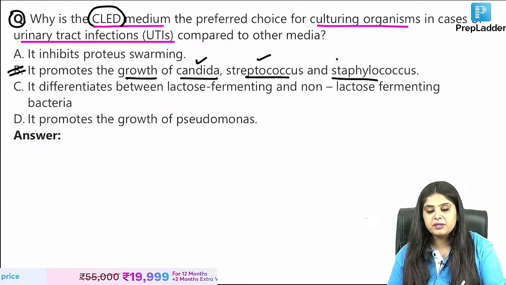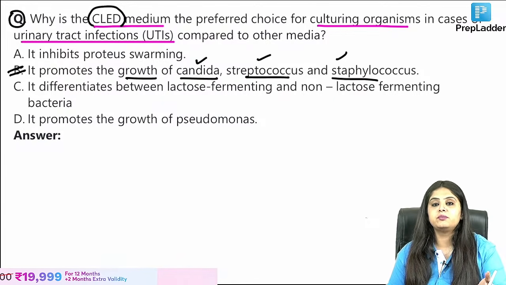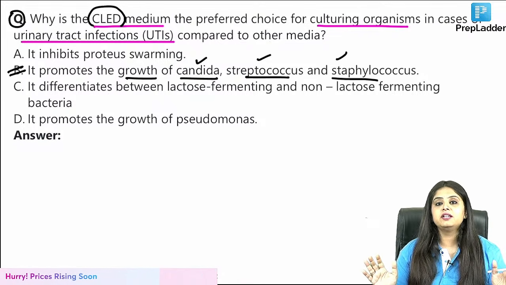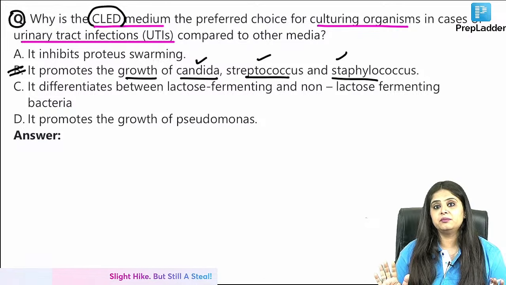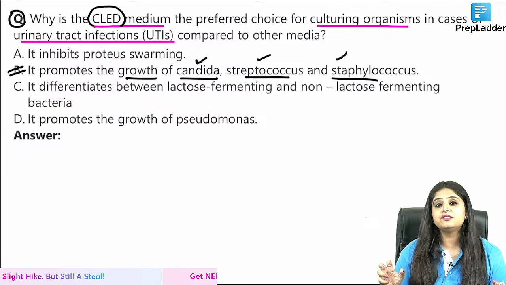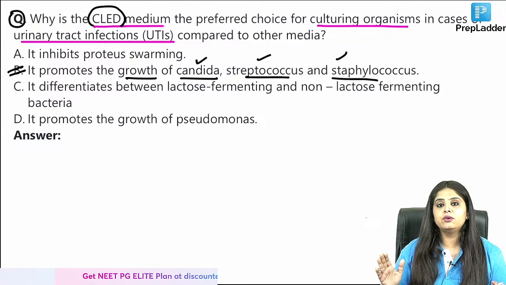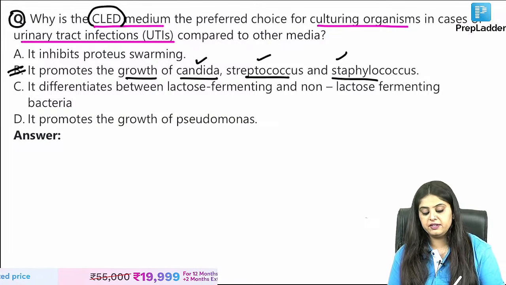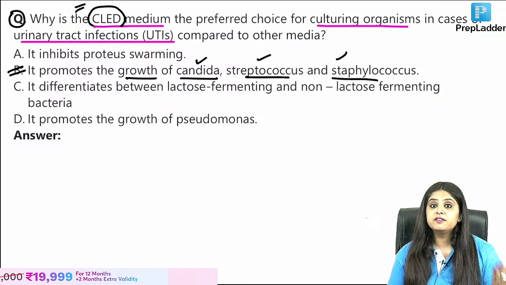CLED does not know why the patient got the UTI, whether from Staph, Strepto, Candida, Proteus or Klebsiella. It says anyone can grow in me, and that is why CLED is a better media. Others are very restrictive and strict. They will say I will only allow E. coli to grow, I will only allow Klebsiella to grow. I don't want that kind of negativity. I want to be CLED. I want everyone to be able to learn.